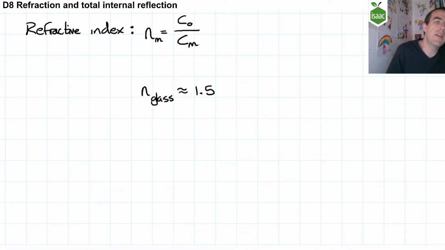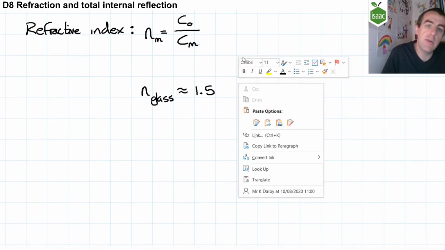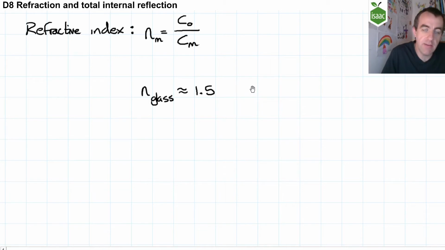The refractive index of a medium cannot be lower than 1 because that means light would be going faster than in a vacuum. And as a rough idea, the refractive index of glass is about 1.5, but it does depend on the glass composition.